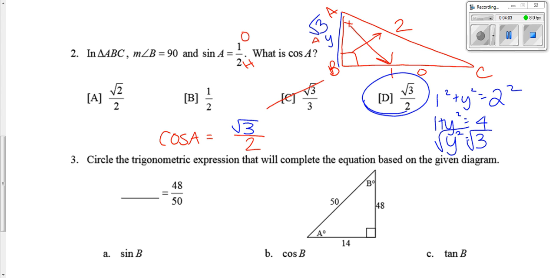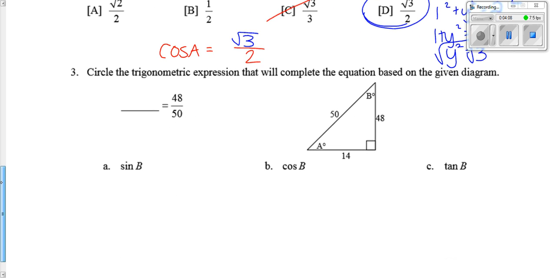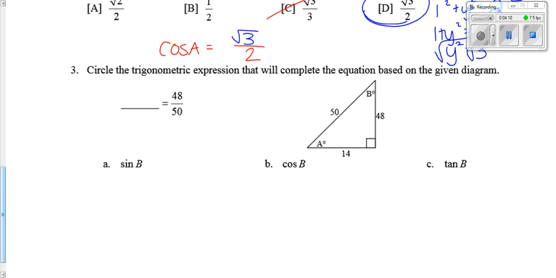Perfect. Number 3, circle the trigonometric expression that will complete the equation based on the given diagram. So we're looking, all of our answer choices have B, so we're looking from B. So I'm just looking at this angle. I want 48 and I want the 50. Well, 14 would be my opposite. 48 is my adjacent. 50 is my hypotenuse. So 48 over 50 would be adjacent over hypotenuse, which is cosine.